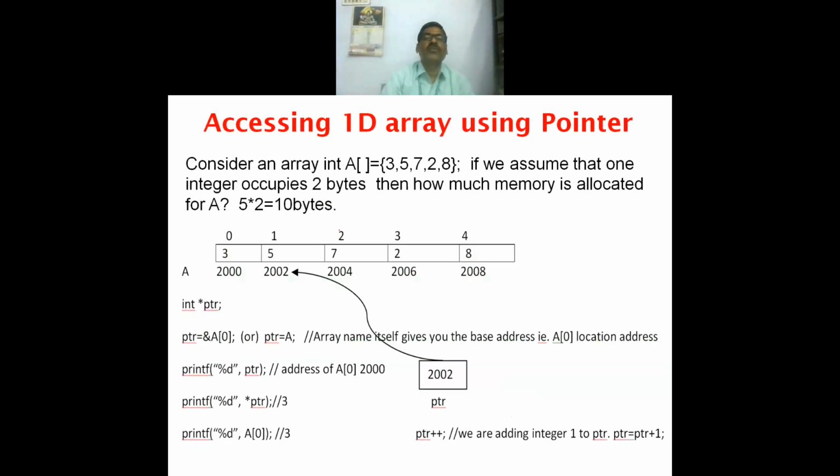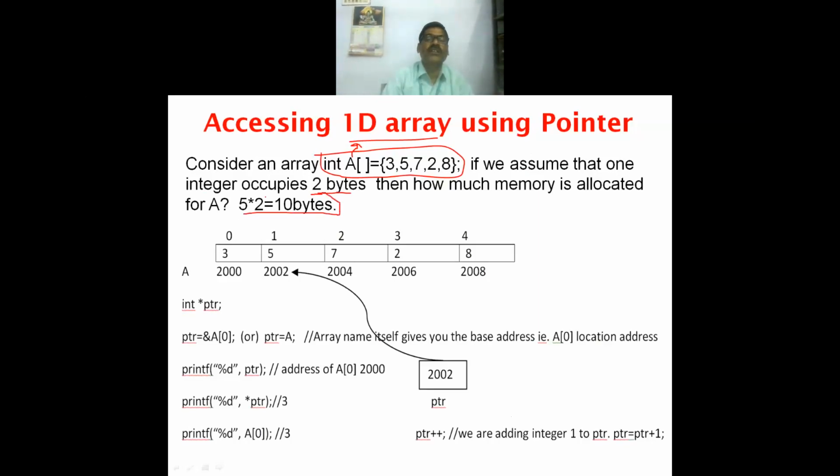Now, how do we access a one-dimensional array using pointers? That we are going to see. For example, consider an integer array A, which is initialized like this: 3, 5, 7, 2, 8. If you assume that one integer occupies 2 bytes, then how much memory is going to be allocated for this array A? Does anyone have any idea? How many integers are there in the array? 5. Fine. Each integer occupies 2 bytes, so 5 into 2 is equal to 10 bytes.